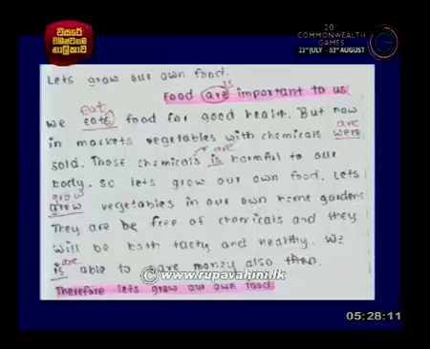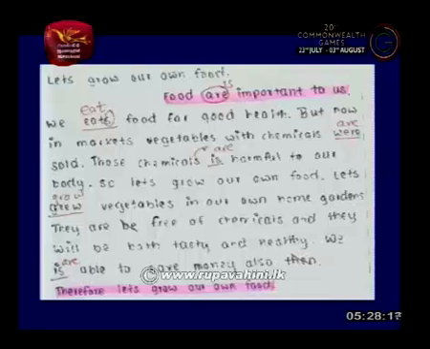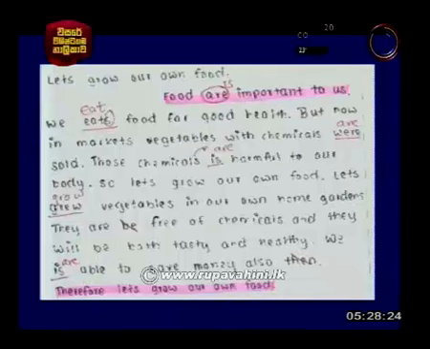Yes, free of chemicals, and they will be both tasty and healthy. We are able to save money also. Therefore, let's grow our own food. So this is the concluding sentence. Therefore, let's grow our own food.